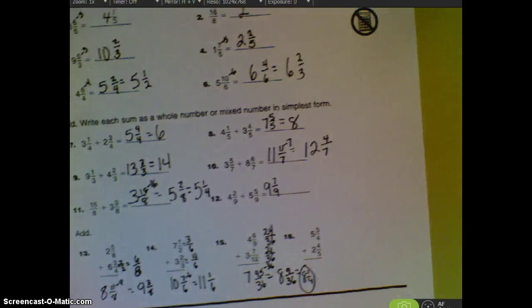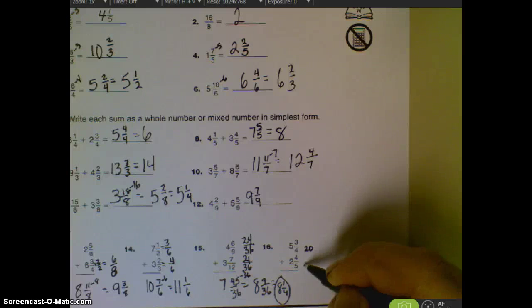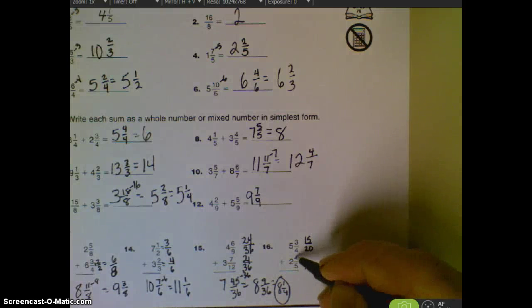And now I'm running into my other problem over here. Common denominator, I'm seeing 20. You might find something smaller. I'm not seeing anything smaller though. 4 times 5 was 20. 3 times 5 is 15. 5 times 4 was 20. 4 times 4 is 16.